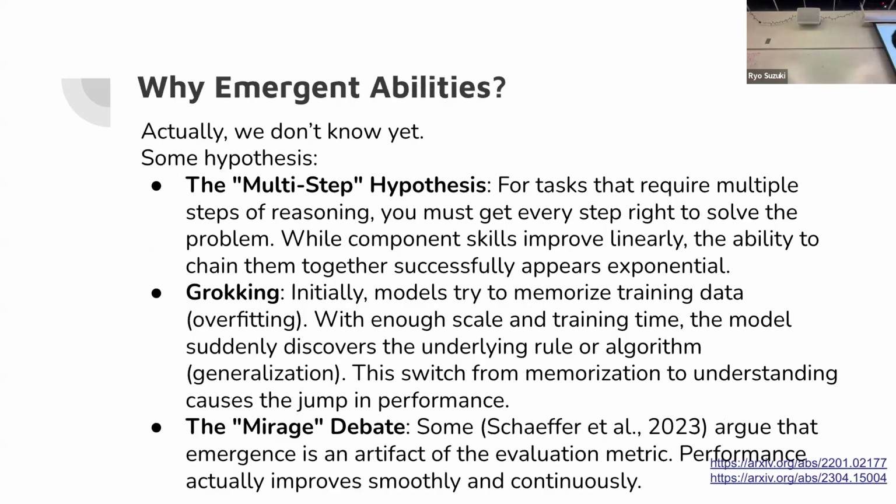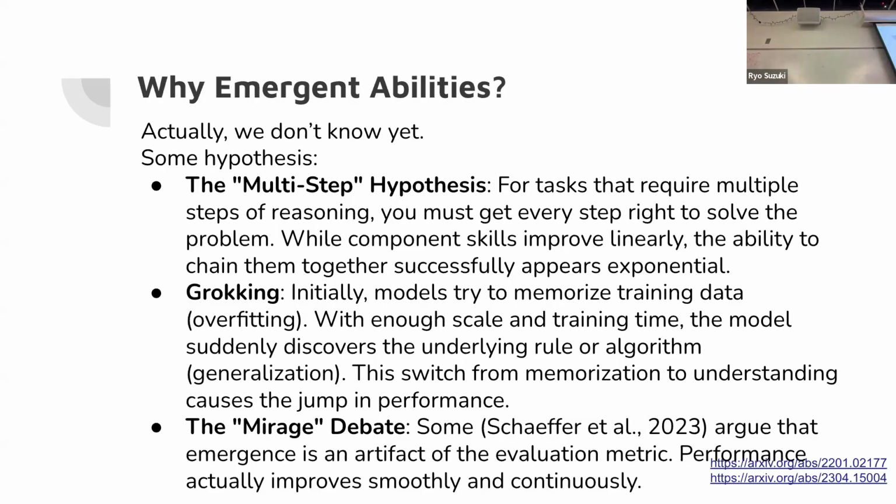So why does emergent ability happen? Actually, we don't know yet. Even at the state of the research, it's just a hypothesis. We don't really know why it happened. There are some hypotheses, by the way. Again, these are just guesses.